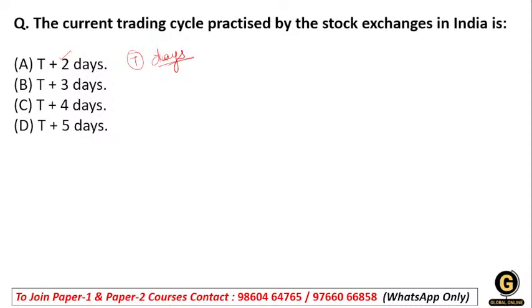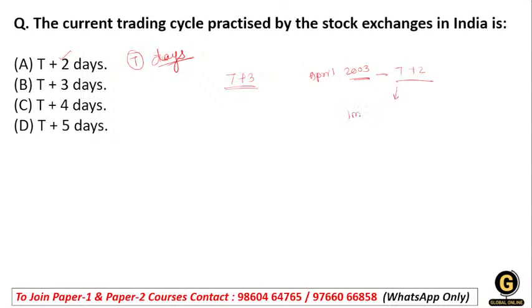So whenever we are trading on NSE or BSE, previously in the Indian stock market we used T plus 3, a T plus 3 settlement cycle, but it was shortened to T plus 2 days. They did this because they wanted to improve the efficiency and liquidity in the market. So that is the reason they did this.